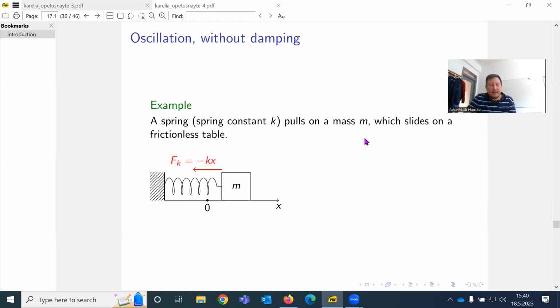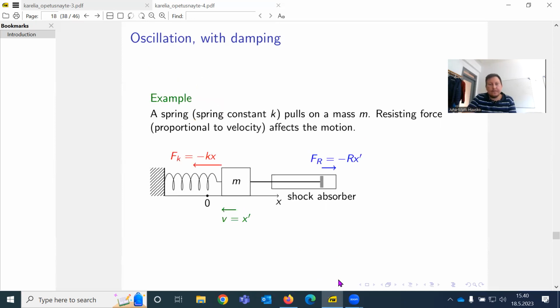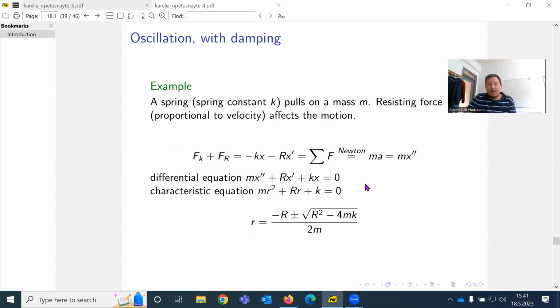Let's discuss the first case first. In this case, there is only one force acting on the object. By using Newton's second law, we get this kind of differential equation. We can solve the characteristic equation, and we see that the solution will always oscillate. If we add a shock absorber, which makes a force related to the speed of the object, the equation will become a little bit different.